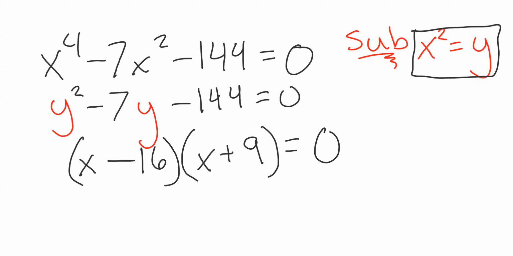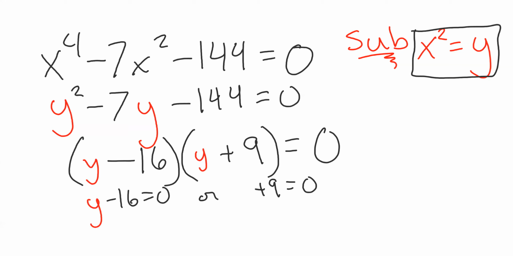So that tells us that either x minus 16 equals 0, or x plus 9 equals 0 using our 0 factor property. Okay. Oh, excuse me. I've already made some mistakes here. We are not dealing with x's, we are dealing with y's. That's why I put it in red. Okay. So y minus 16 equals 0 or y plus 9 equals 0. So if y minus 16 equals 0, that means that y equals 16. And if y plus 9 equals 0, then y equals -9.